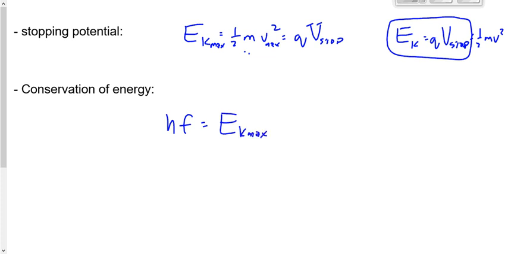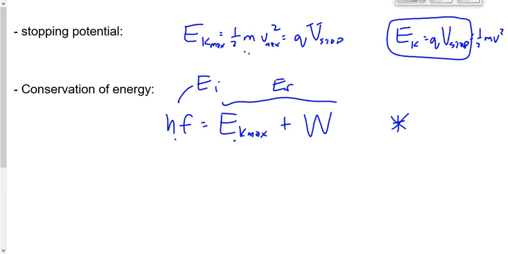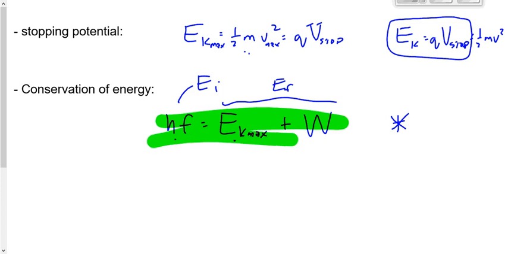But wait a second, there was energy used up in the process. So the final energy doesn't actually equal the initial. The initial equals the final plus whatever we used up in the process, which is the work function. Now, I'm going to star this because it's an important equation, and it does not appear on our data sheet. We're going to use this equation often, but yet it doesn't appear on our data sheet. I think the reason they left it off is because they want you to derive it from conservation of energy like we just did.